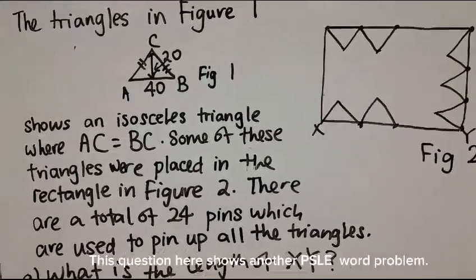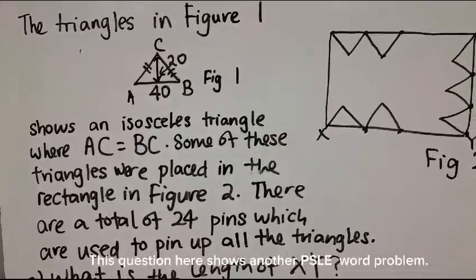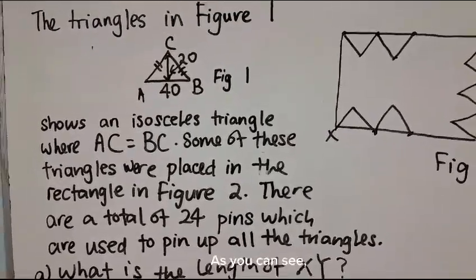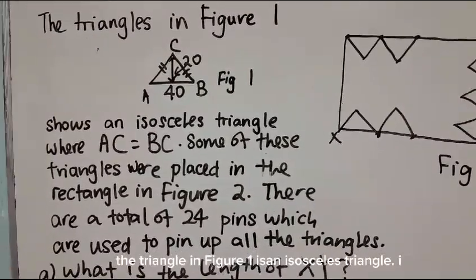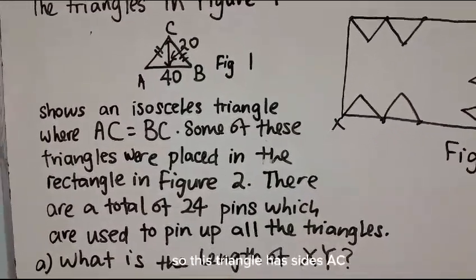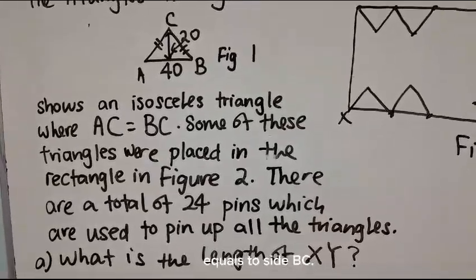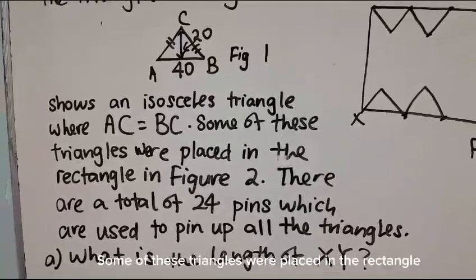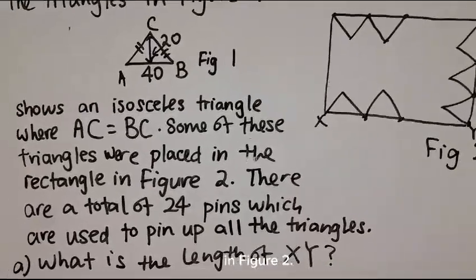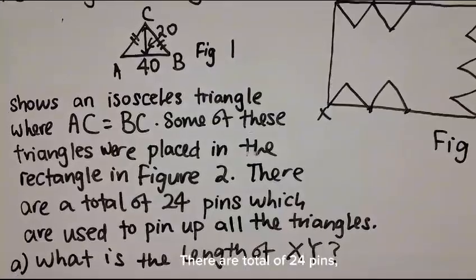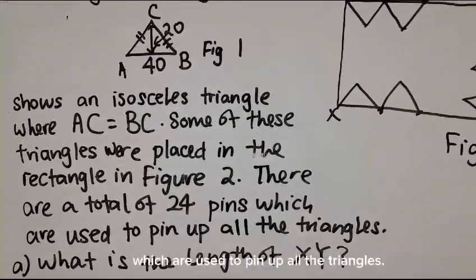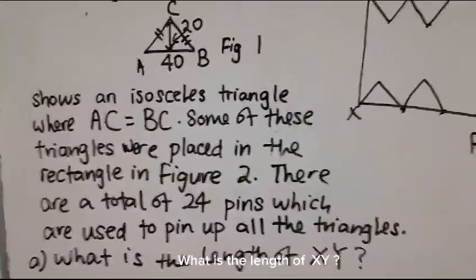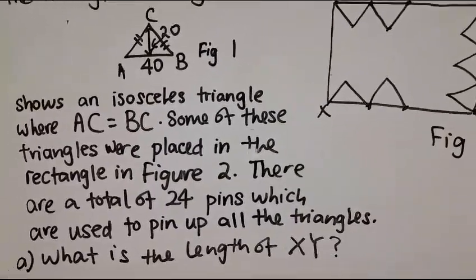This question here shows another PSLE word problem. As you can see, the triangles in figure 1 show an isosceles triangle where AB is equal to BC. Some of these triangles were placed in the rectangle in figure 2. There are a total of 24 pins which are used to pin up all the triangles. What is the length of XY?